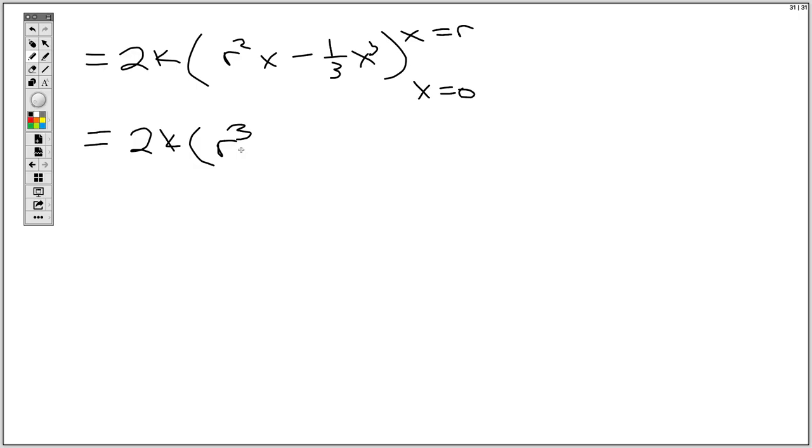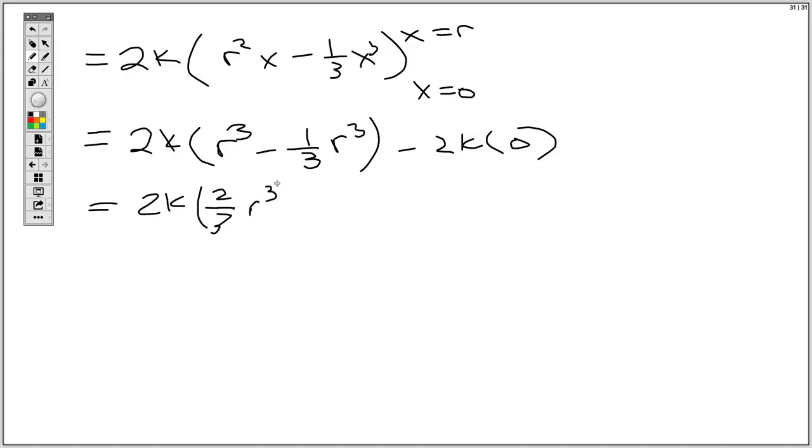So this is 2k times, plugging in the r, gets us an r cubed, minus 1/3 r cubed, minus 2k times, and when you plug in x equals 0, you get a bunch of zeros. So I've got an r cubed minus 1/3 r cubed. That's a 2/3 r cubed. So I get 4/3 k r cubed. So that's my moment there about the x-axis.